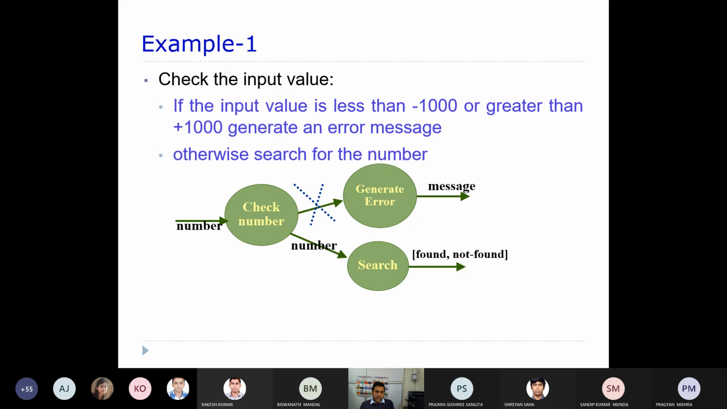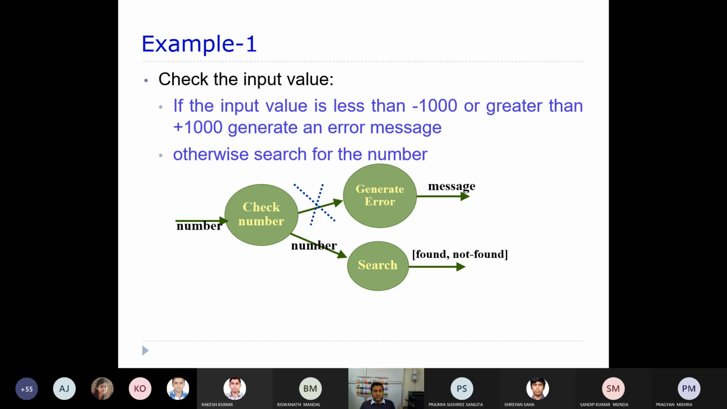When you give any number to this check number function or processing, if that is a valid number, then that number is given as input to the search function. If it is not valid, you cannot simply show that it generates an error message, because you need to give some data item here. That data item is missing here.